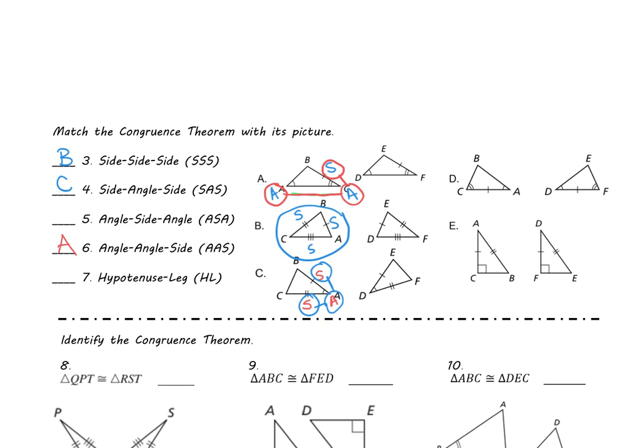For number 5, we've got 2 angles this time, and the side is in the middle. And this picture happens to line up nice and neat. We have ASA. So number 5 is answer D.